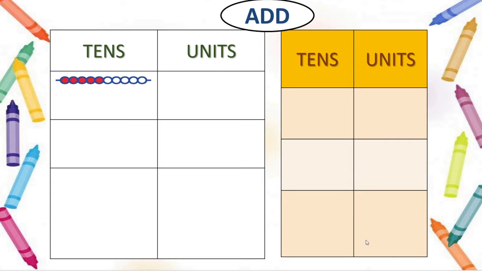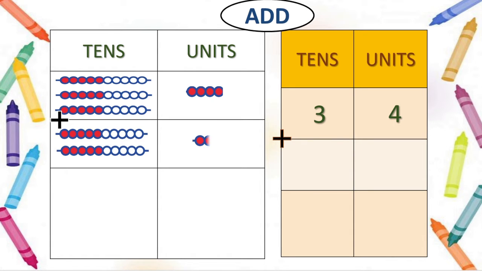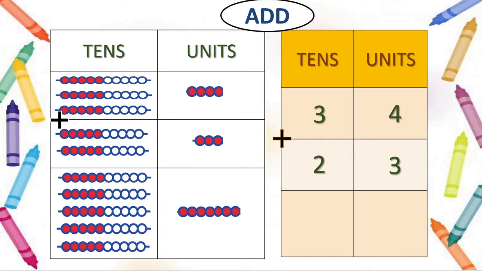Now here one more. Yes. How many tens and how many units? 3 tens and 4 units. Plus 2 tens, 3 units. Am I right? Okay, what is the total? 4 plus 3, that is 7 units. And 3 plus 2, that is 5 tens. Right?